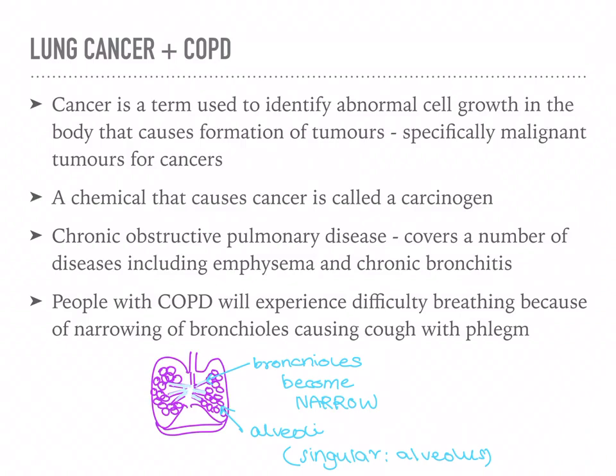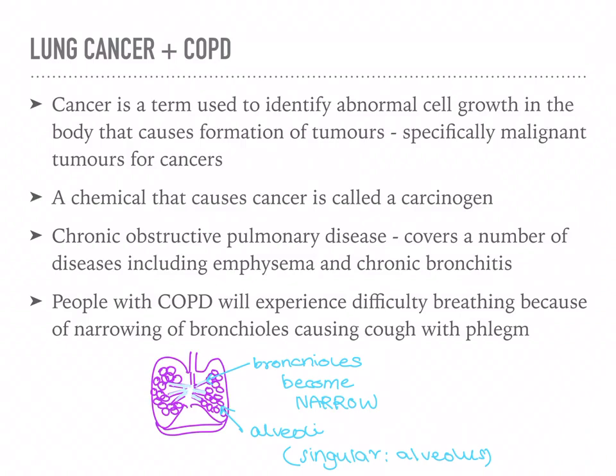Now, cancer is a term used to identify abnormal cell growth in the body that causes formation of tumors. Specifically, you have two types of tumors. In a body, you have benign tumor and malignant tumor. A malignant tumor is an abnormal growth in your body which is actually a cancerous tumor, but a benign tumor is just a regular tumor in the body.